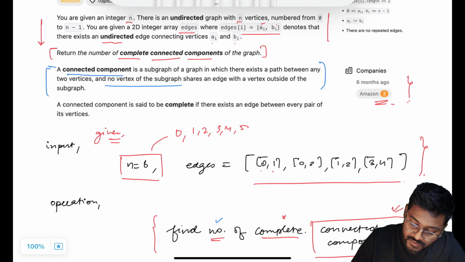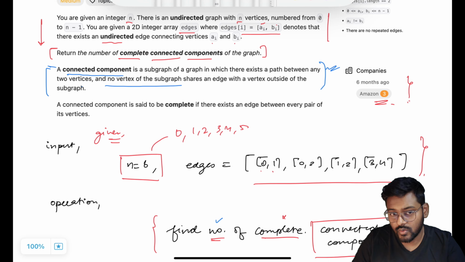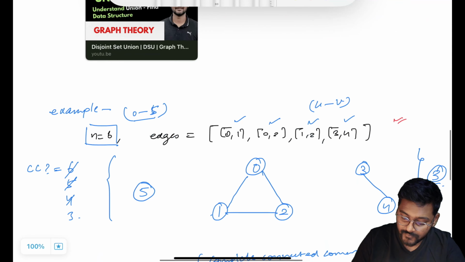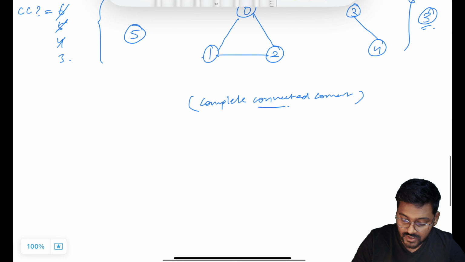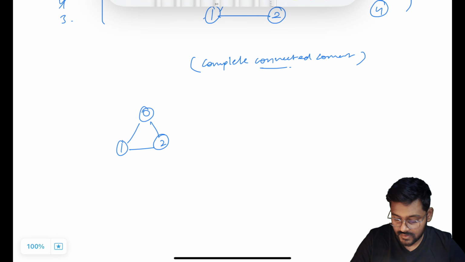Okay, this is the connected component definition, where every two vertices are connected directly or indirectly, but it becomes complete if there exists an edge between every pair of its vertices, every two pair. Let's say I pick this connected component, 0, 1, 2. If you pick any two vertices, if I pick 0 and 1, yes, there is an edge.